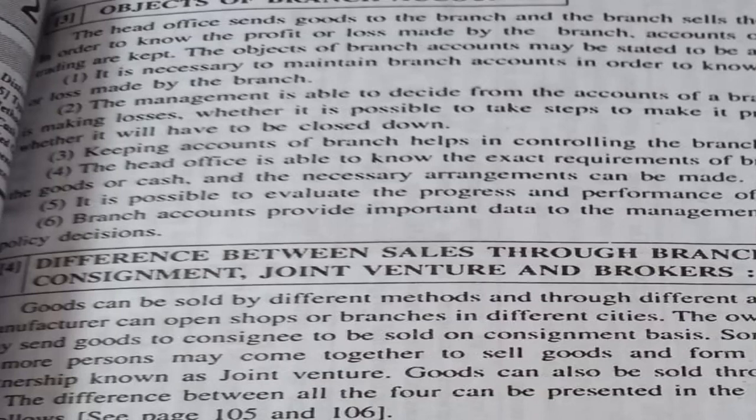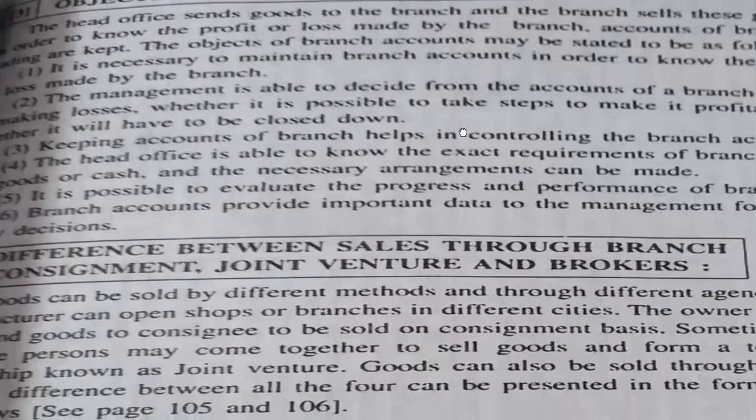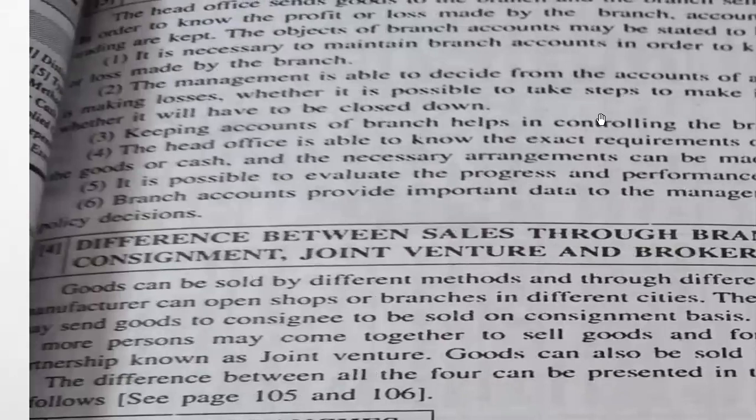Then our second objective is the management is able to decide from the accounts of a branch which is making losses, whether it is possible to take steps to make it profitable, or whether it will have to be closed down. By making the branch accounts, we come to know which branches are doing loss, is there any chance to recover the losses or not, or is there only one option, that we have to close down the branch. So these are the basic objectives of maintaining branch account.